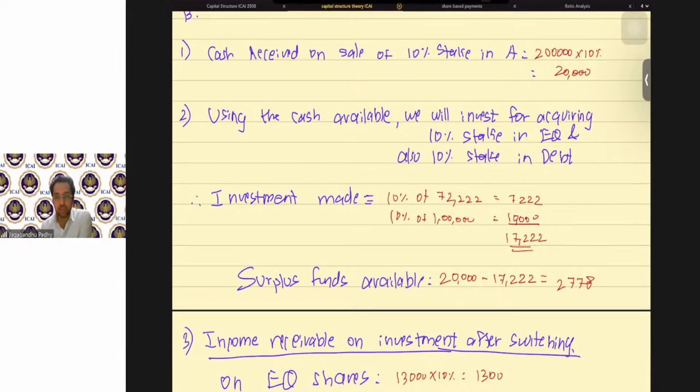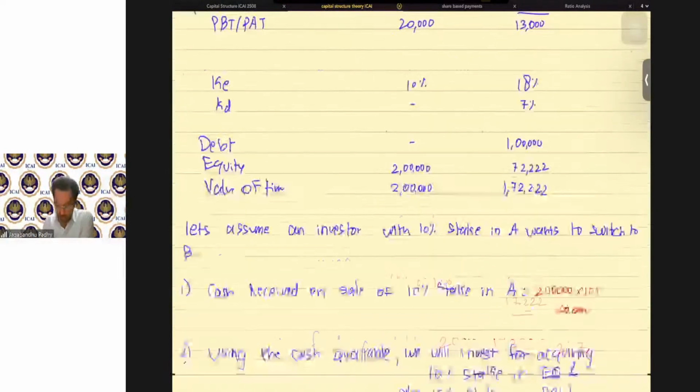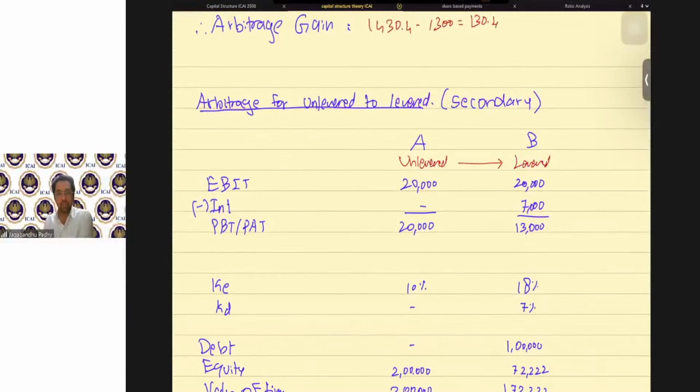Why do we need to transfer investment? Miss Zufa, this is a case of arbitrage that we are looking at. So I'm looking at whether, if I shift or transfer my investment from one company to another, I am getting some extra income. If yes, then I will go ahead with that, and that indicates that arbitrage is possible.